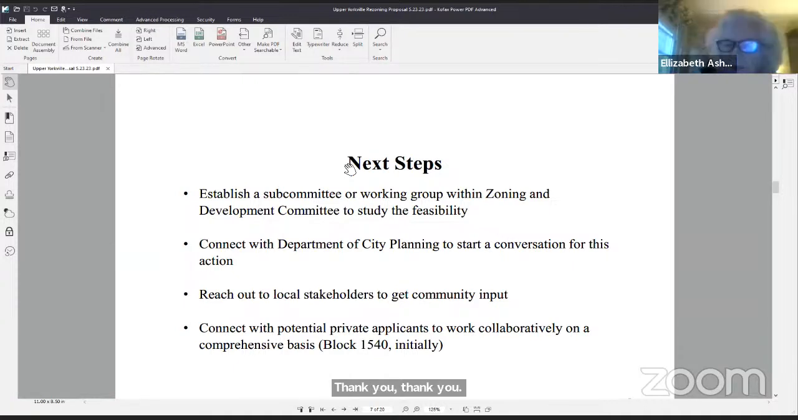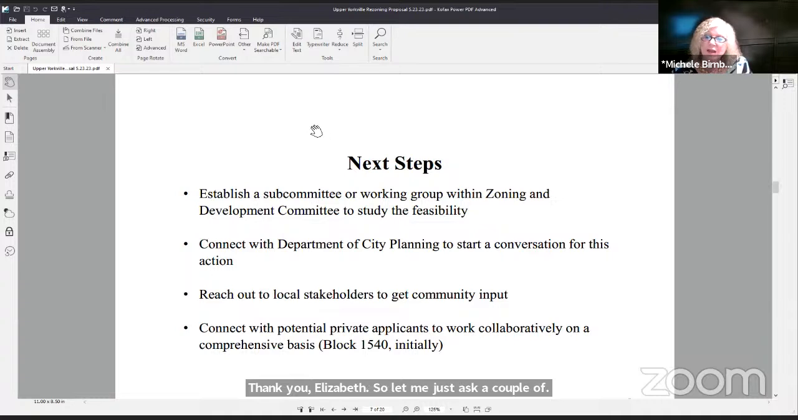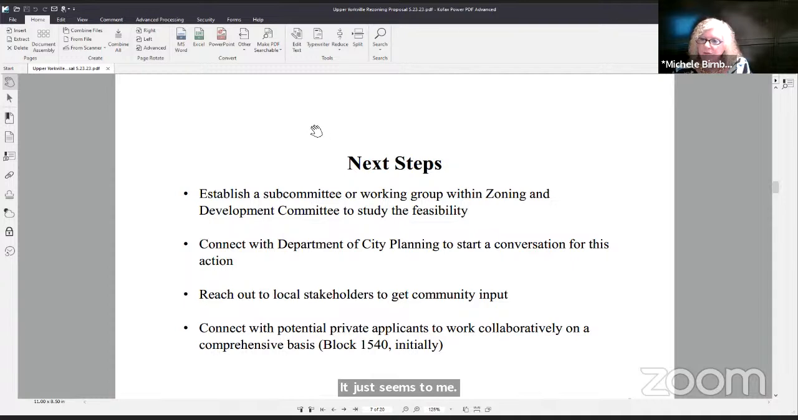Next, Michelle. Thank you, Elizabeth. So let me just ask a couple of detailed questions that I don't know the answer to. So it's not the community that's building affordable housing. It's going to be developers that are building affordable housing. And they may have a mandatory percentage for inclusionary housing in projects that they build. Why is it beneficial to rezone these areas rather than have developers come with proposals for development and we grant variances based on the project before us? It just seems to me that while the motivation here is a good one, it's relinquishing control for what comes in.